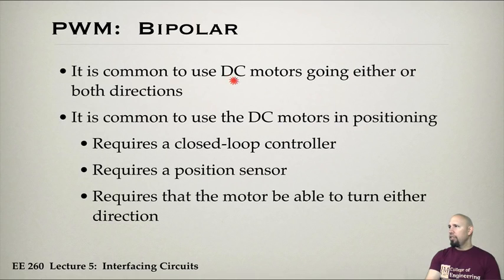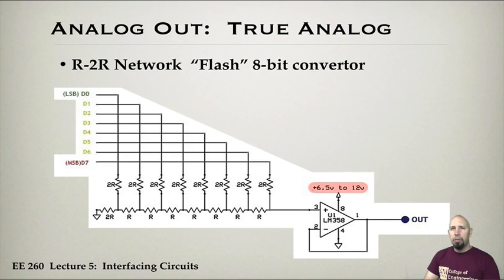It's common to use DC motors going either or both directions, and it's common to use DC motors in positioning. In positioning, a DC motor requires a closed loop controller, it requires a position sensor, and it requires that the motor be able to turn either direction. So in this case, going either direction, you may have a speed where you want it to go positive direction speed or negative direction speed. Those are some aspects of pulse width modulation. We'll talk more about pulse width modulation when we talk about the H-bridge in power.